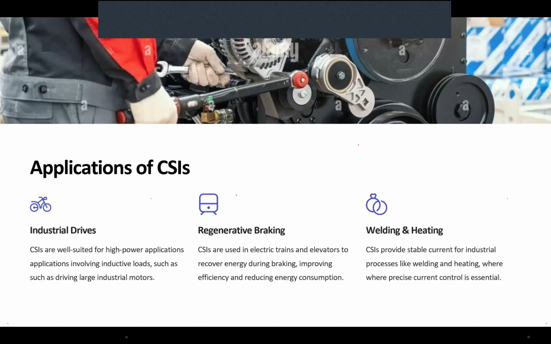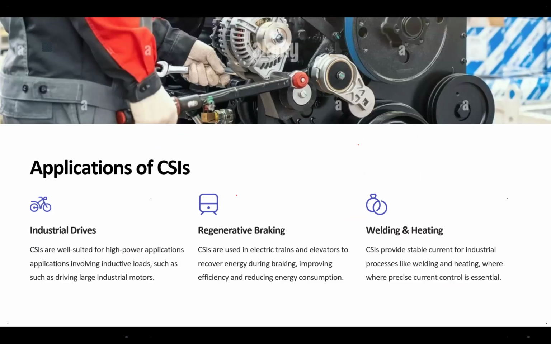Now, what are the applications of the current source inverter? Basically, based on the difference, we said the current source provides current, the output is current, and they have more capacity for providing current compared to the voltage source. So it seems that one of the applications could be industrial drives.